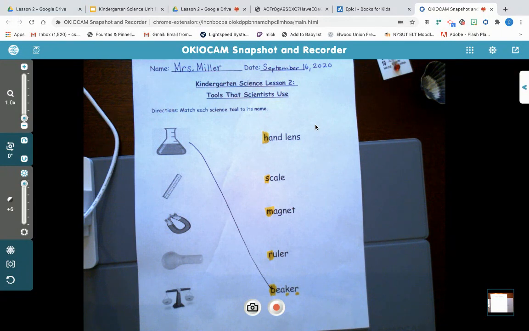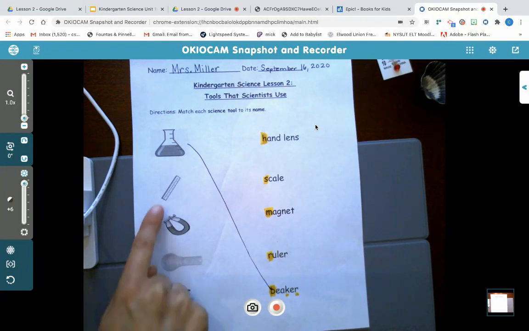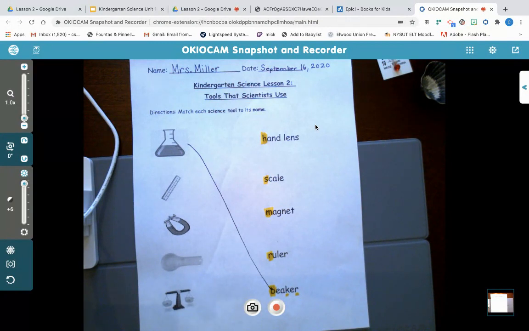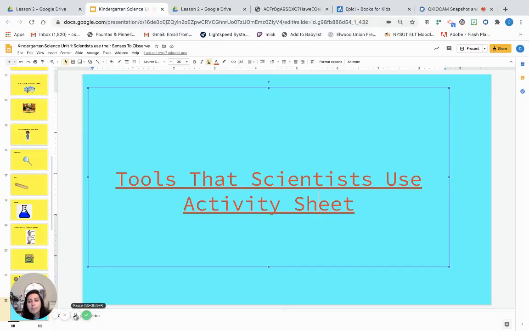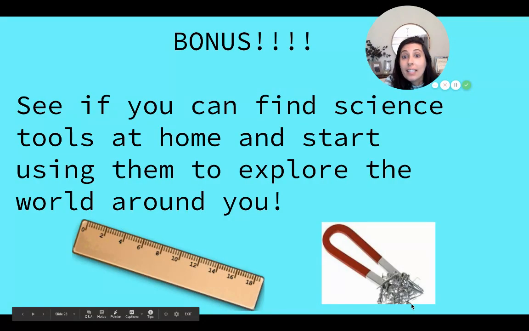And then when you're finished, I want you to do the same thing for each of these pictures. Name it and then match it to its word. If you finish early, you can talk about the job of each science tool. What are ways that scientists might use each science tool? And then last but not least, as a bonus, see if you can find science tools at home and start using them to explore the world around you.